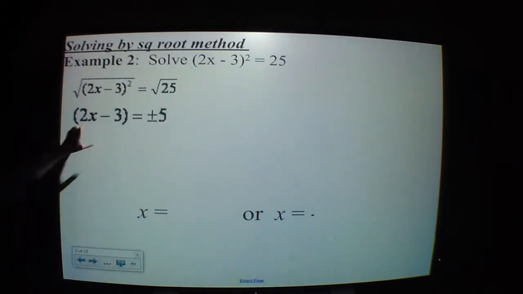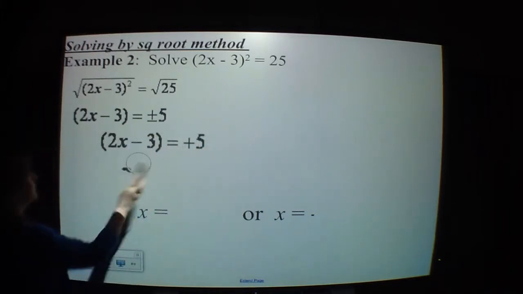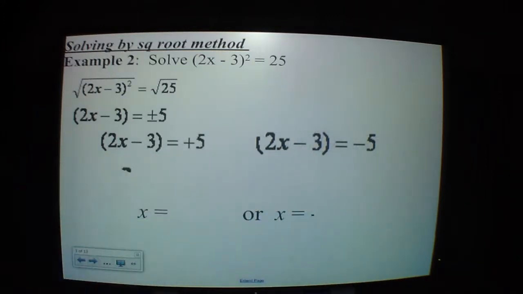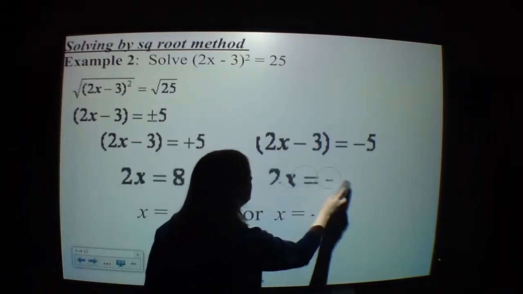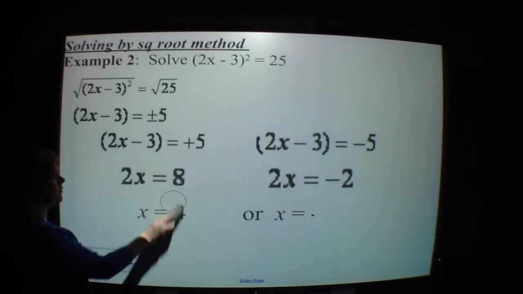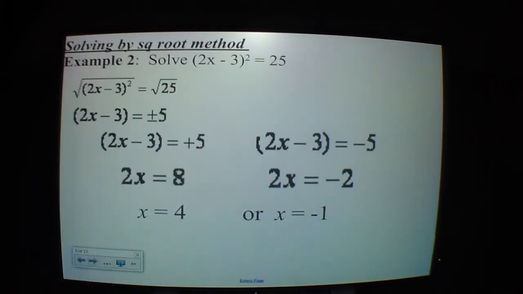Solve this equation, add 3 to each side. Oops, I'm solving it twice. I guess I'm going to do it this way. Okay, so it's equal to plus 5 or minus 5, so add 3 to each side. And you have 2x is equal to 8, 2x is equal to negative 2. Divide by 2. You have x is equal to 4, or x is equal to negative 1. And that's much faster than FOILing it, moving everything to one side, and refactoring it.